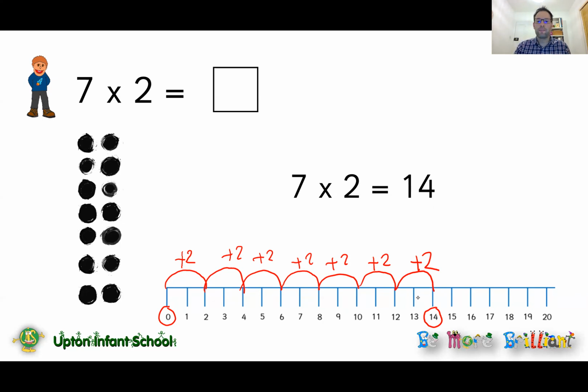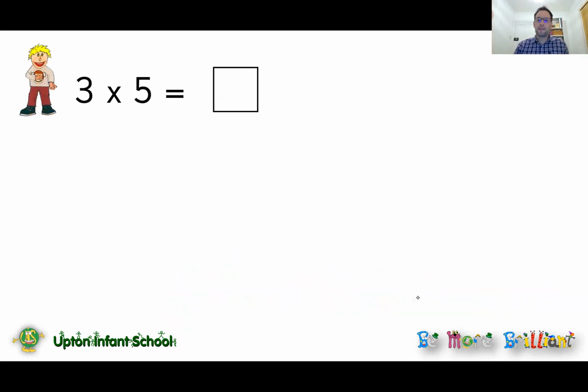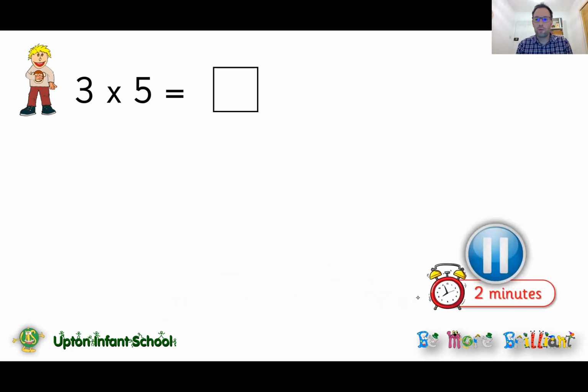Okay, here's another number sentence for you. Here's our friend Wilf, and he would like you to draw an array to show 3 times 5. Pause the video here whilst you draw your array and find out the answer to 3 times 5. See you in a moment.